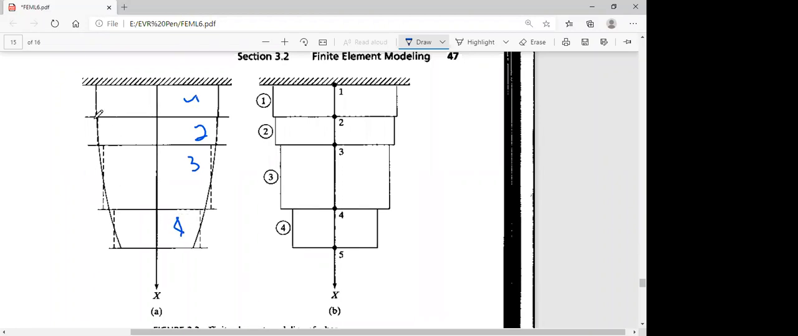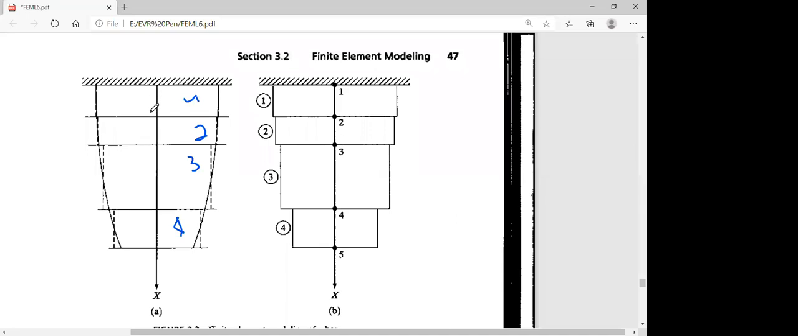Okay. So these elements are not uniform. The elements do not have a uniform cross section area. It is actually a tapered element. So here we have to make each element a uniform cross section. Okay.